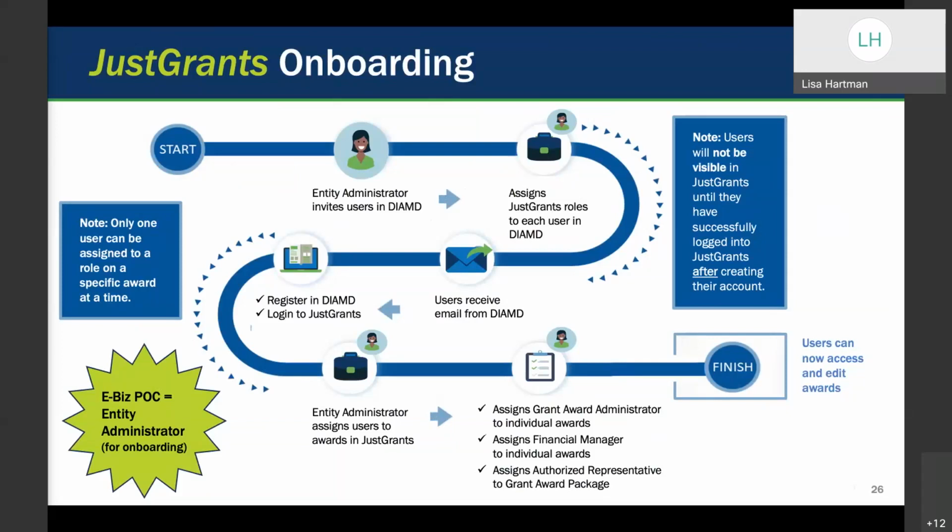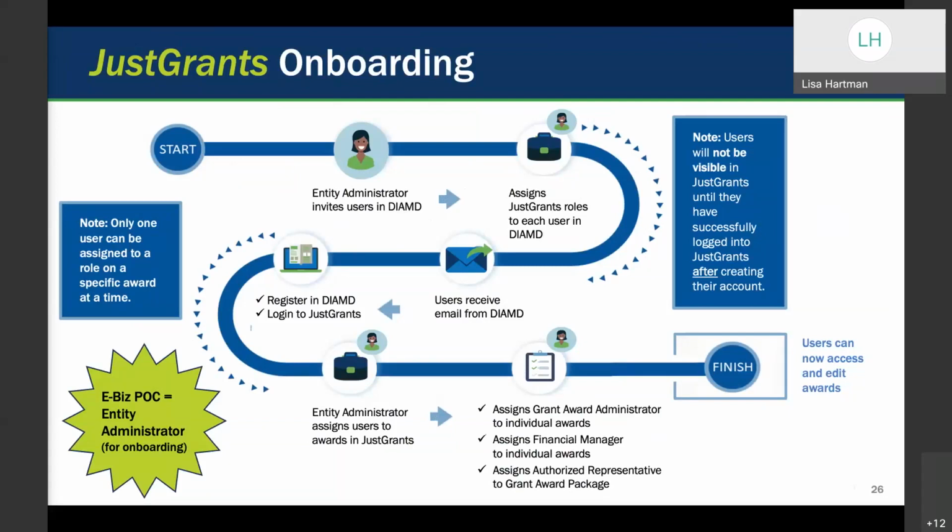Now, once the new user is created, the entity administrator will assign one or more roles to that user, depending on the general work the user intends to do in JustGrants. We'll talk about those roles in a minute. New users will receive a registration email once the entity administrator has invited them to register. The user will need to open a link in the email and follow the steps to register in JustGrants. This includes setting up a password and multi-factor authentication.